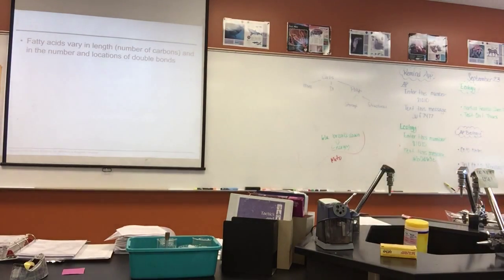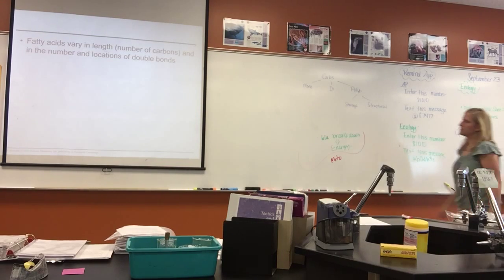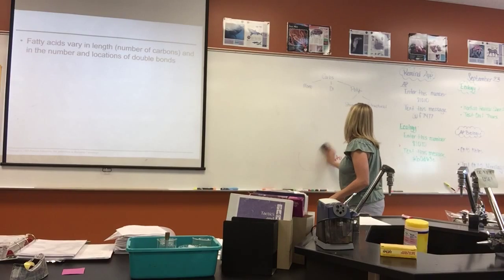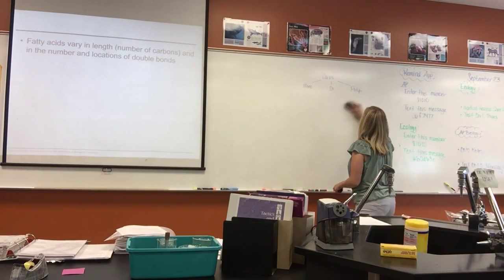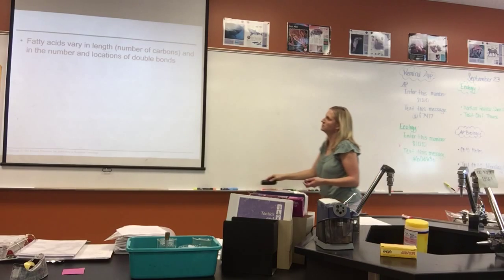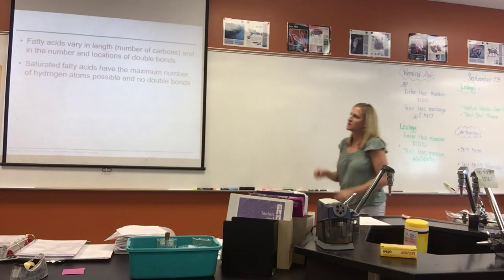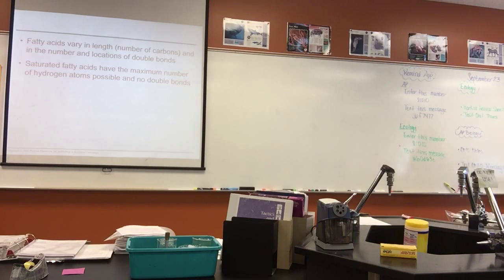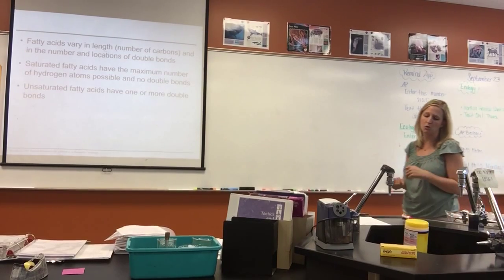So let's write that down. Fatty acids vary in length, number of carbon atoms, and then the number and locations of double bonds, so where those double bonds are. Saturated fatty acids have the maximum number of hydrogen atoms possible and no double bonds. That's the definition of a saturated fatty acid. Unsaturated is the opposite. All right, so unsaturated have one or more double bonds.